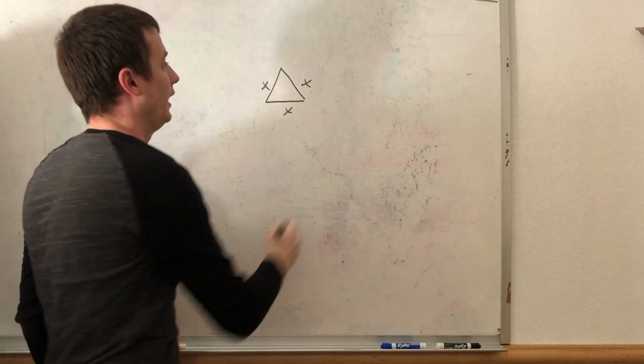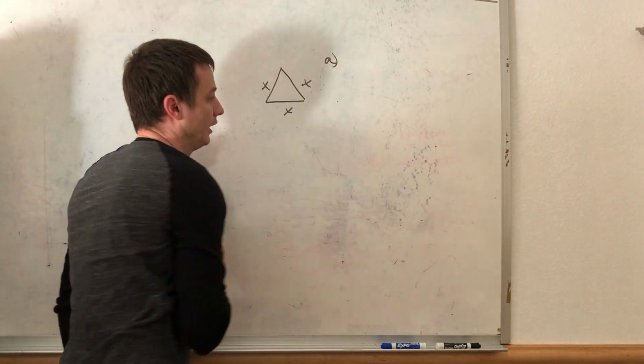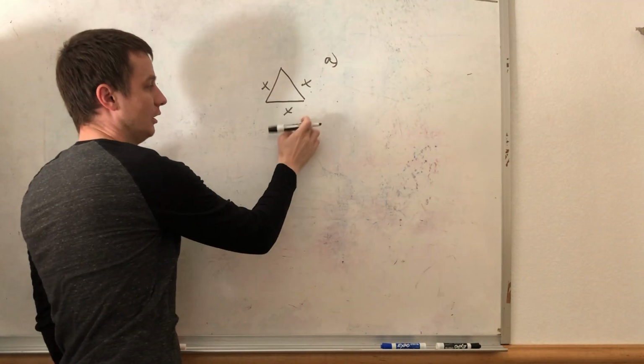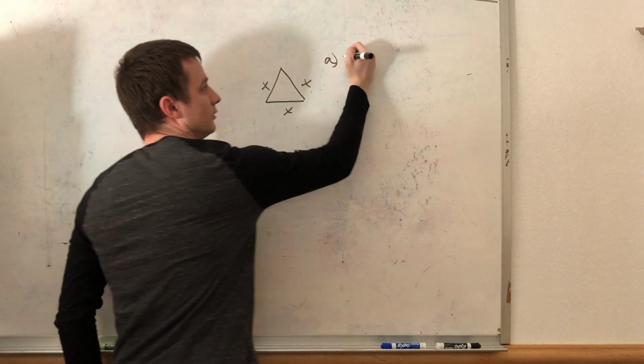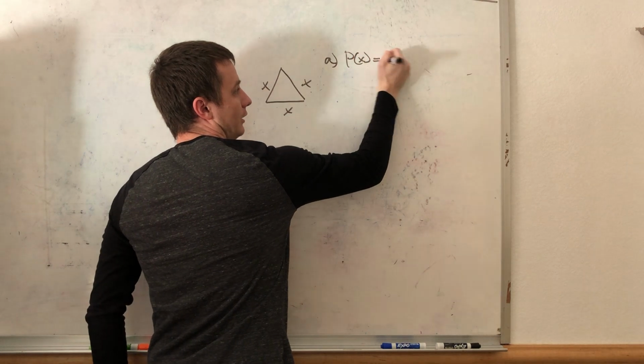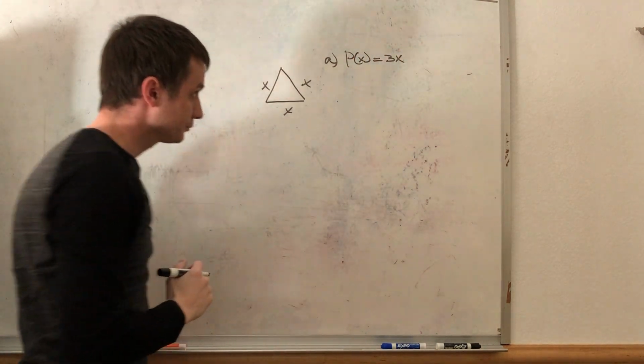Our job in part A was to express the perimeter as a function of x. Now obviously the perimeter of this is just adding up each of these side lengths. So the perimeter as a function of x is equal to 3x.